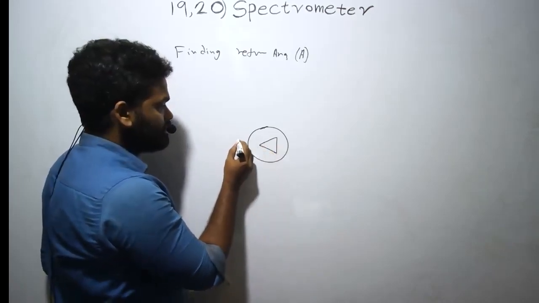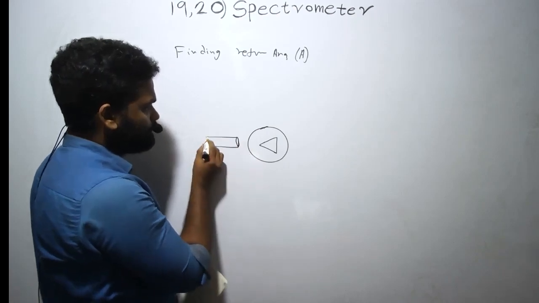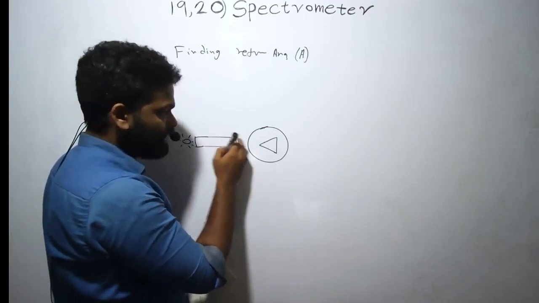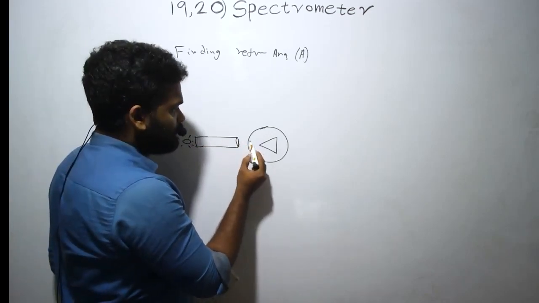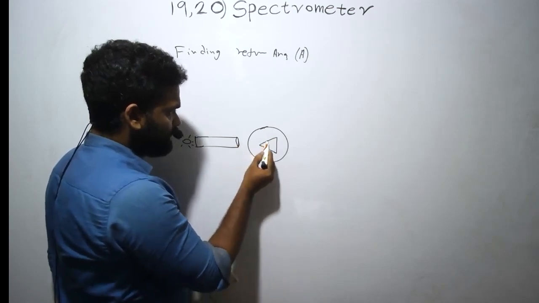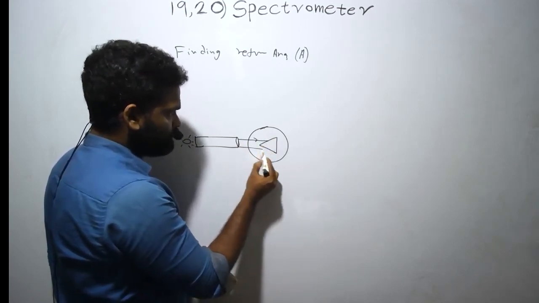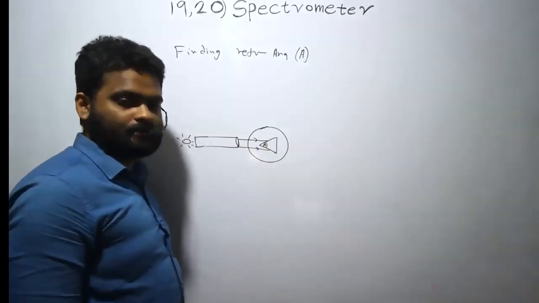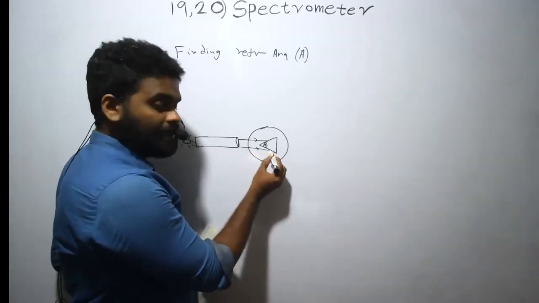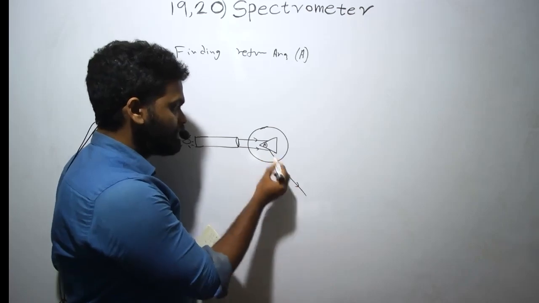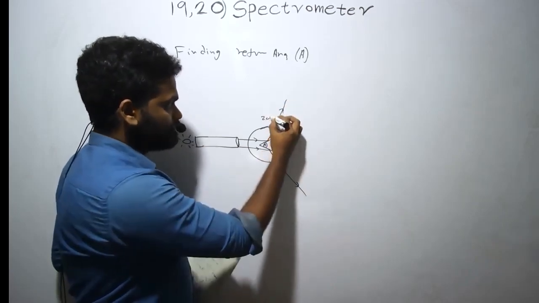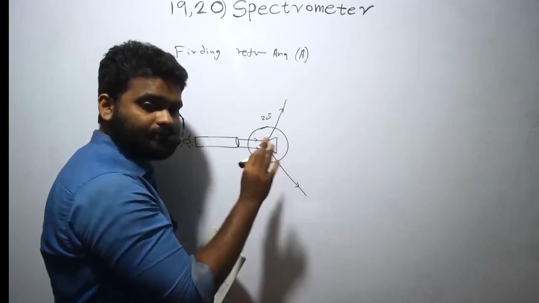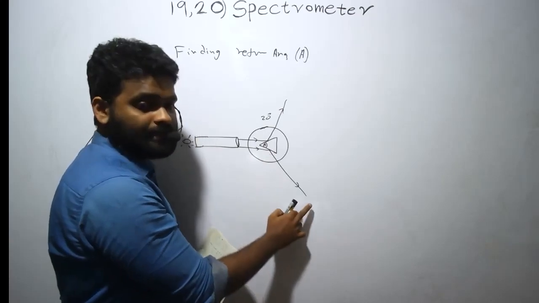The only requirement is, you have the collimator here, and from the collimator you have parallel light coming. This parallel light has to be incident on the prism symmetrically, right? So when the light is incident here, it reflects off like this. There's light refracting into the prism, but we don't consider the refraction. Here we take the reflection of rays.